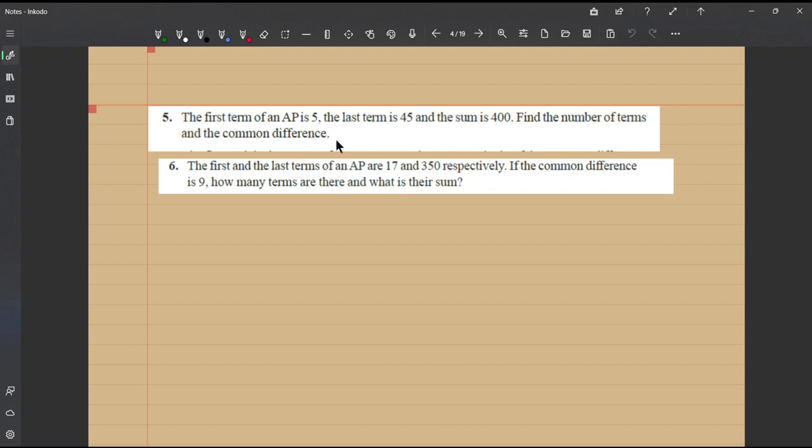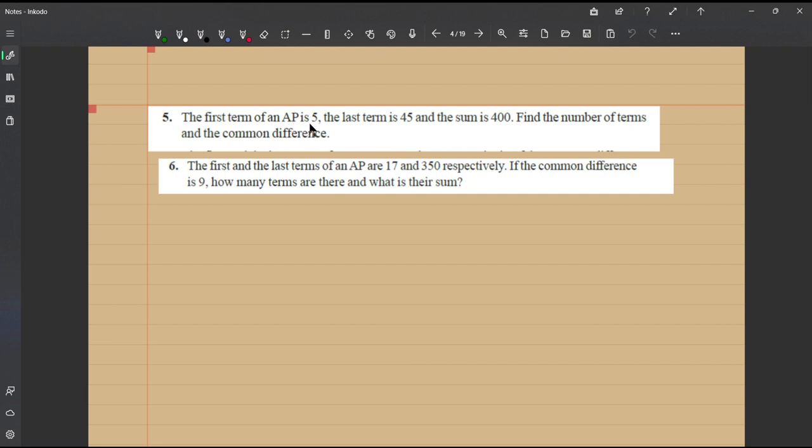The first term of an AP is 5, the last term is 45 and the sum is 400. Find the number of terms and the common difference. This is our first question. Since both the questions were somewhat similar, I have grouped them together. Let's do one by one and understand the first one first.